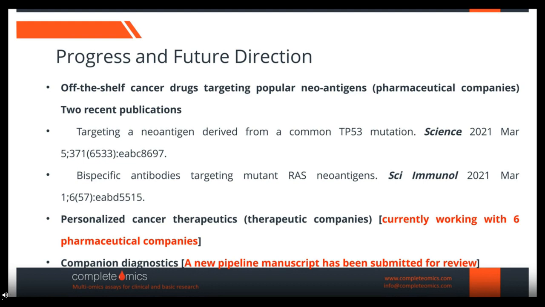Because we are very dedicated to pushing our technology to the most sensitive level, because we know that the more sensitive our technology can be, the smaller tumor tissue that we can handle, the more patients can benefit from the personalized neoantigen-based therapeutics.